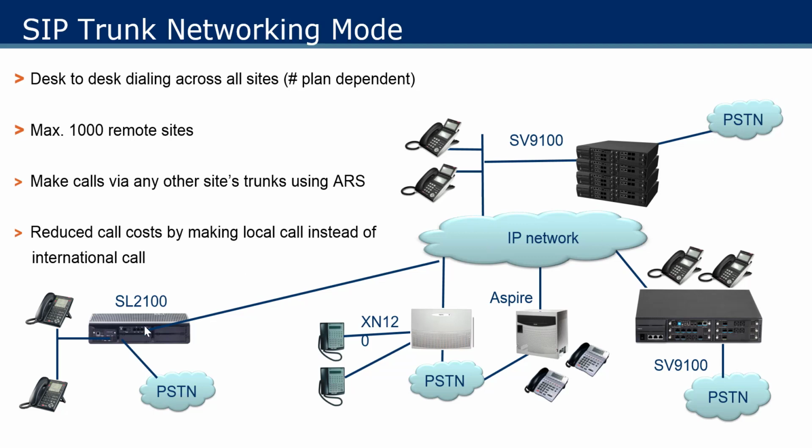So we can see here we've got a 2100, and let's say that's in Birmingham. The 9100 is in Nottingham, and we want to make a call to Sheffield. We could, if we wanted to, dial through the network into here and then dial out to Sheffield via that route. To be honest with you, the likelihood of doing that is very remote, because PSTN calls are very cheap nowadays. With SIP, you can have 1,000 remote sites and reduce the call cost by making local calls across that IP network as opposed to the PSTN.